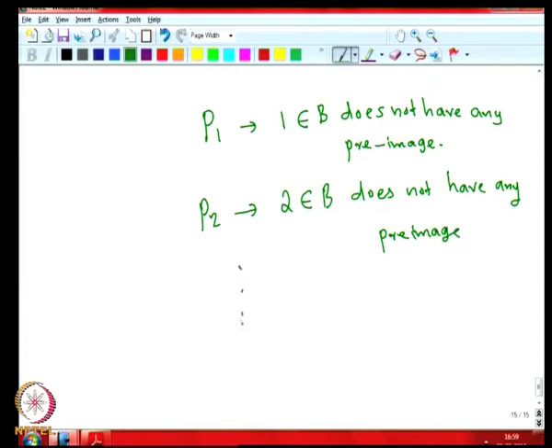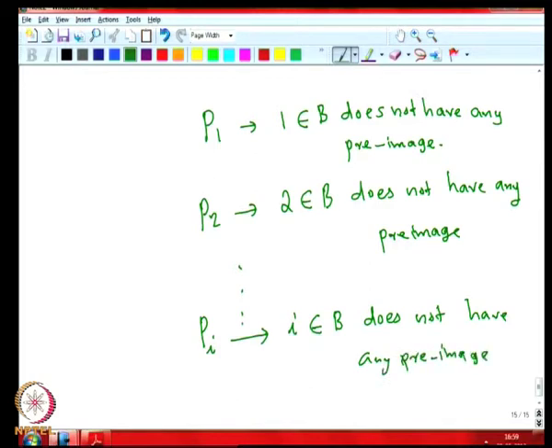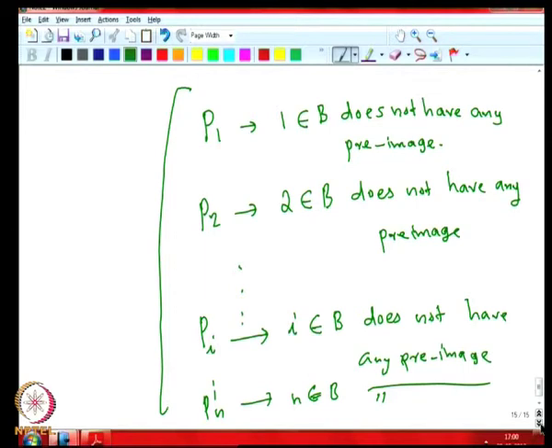And similarly, the ith undesirable property, namely the ith element of B, does not have any preimage. It is very clear how we decided these undesirable properties. So finally we have Pn, the nth element of B does not have any preimage. Because if a particular member of B does not have a preimage, then the function we are talking about is not an onto function. So it is simple enough to decide these undesirable properties.